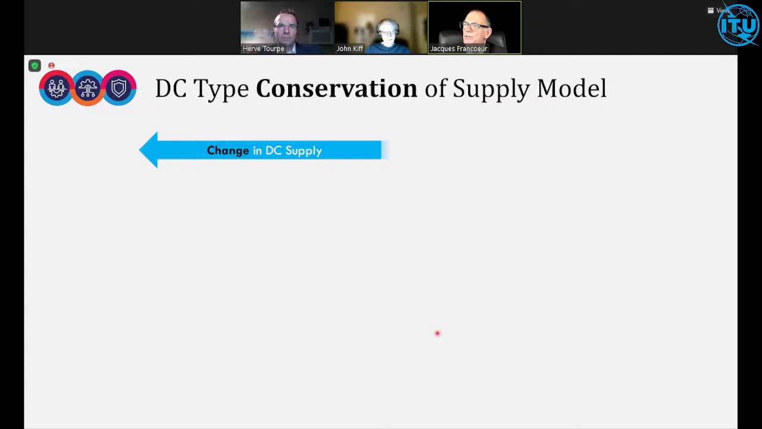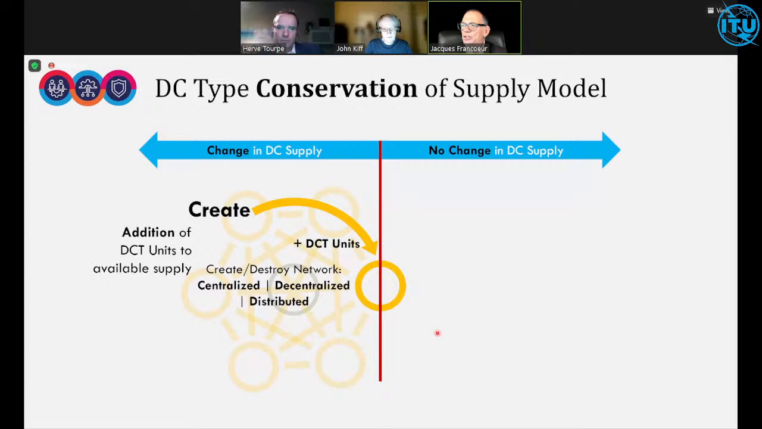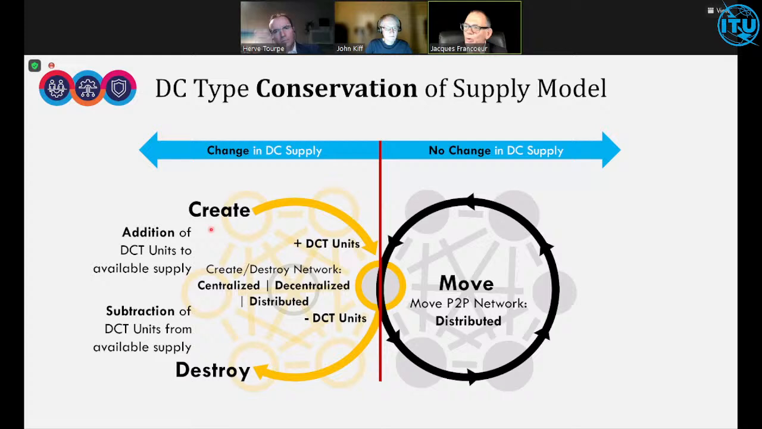So we have the DC type conservation of supply model that was done with prior work and that we're building on. And this is a model that says for the change in DC supply, we can have a centralized, decentralized, or distributed way of doing so. Again, this is the model where you have to allow it to be a central issuance, a decentralized issuance, or anything in between. This is all DC types.